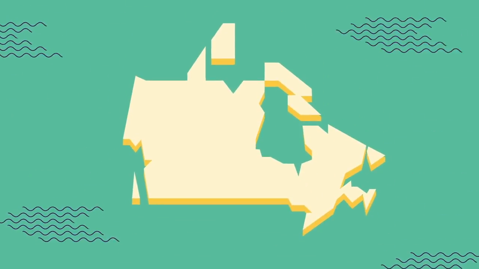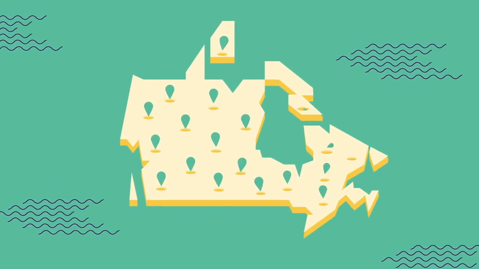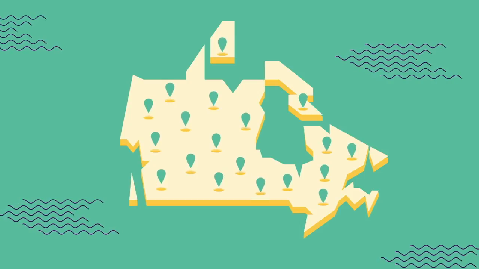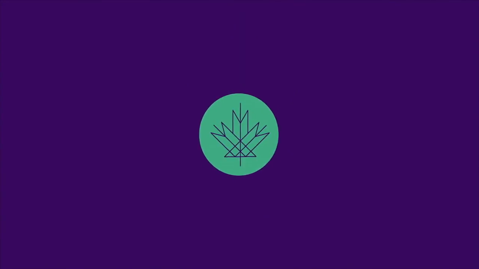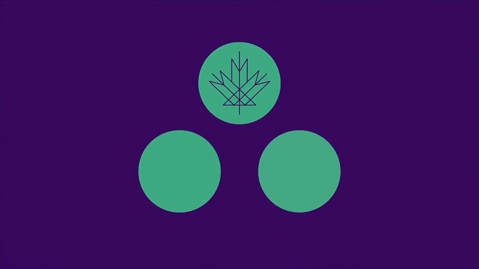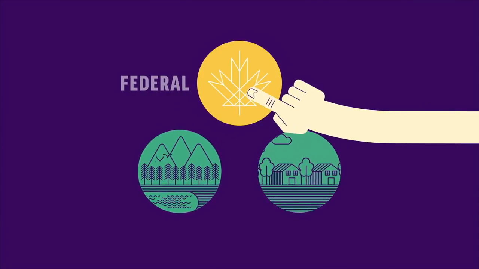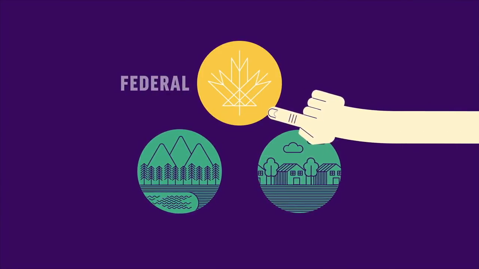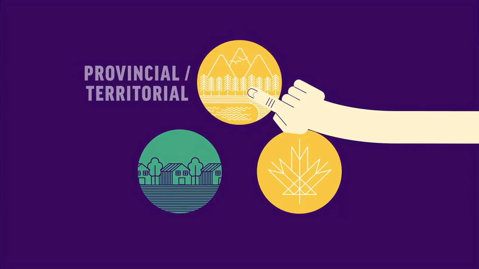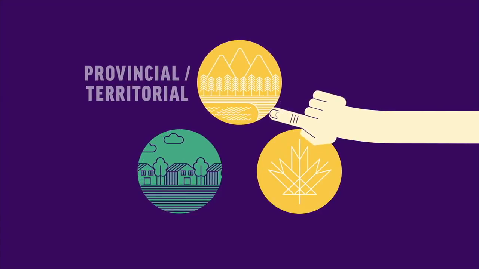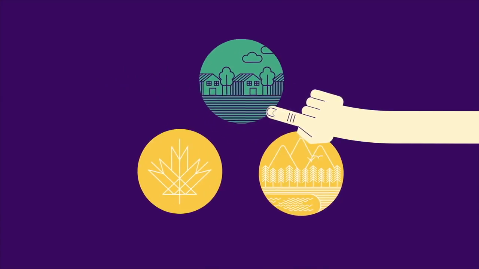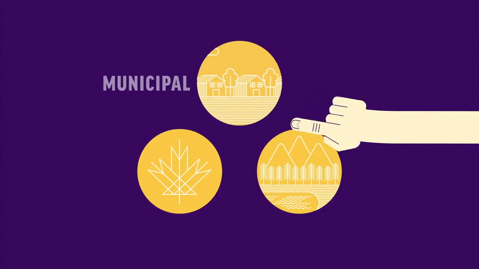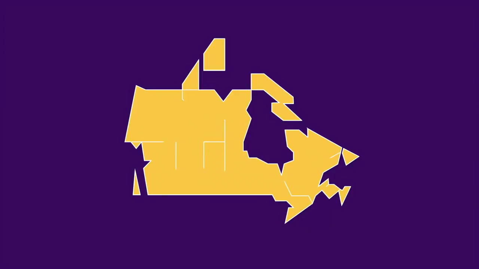Canada is a huge country, and each community has its own unique needs and interests. To serve Canadians most effectively, the government is split into 3 levels. The federal government is responsible for the entire country. Provincial and territorial governments are responsible for their province or territory, and local or municipal governments manage their city or town. So, what exactly does the federal government do?